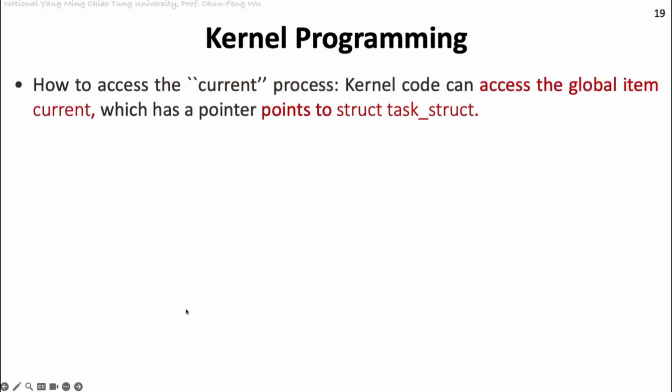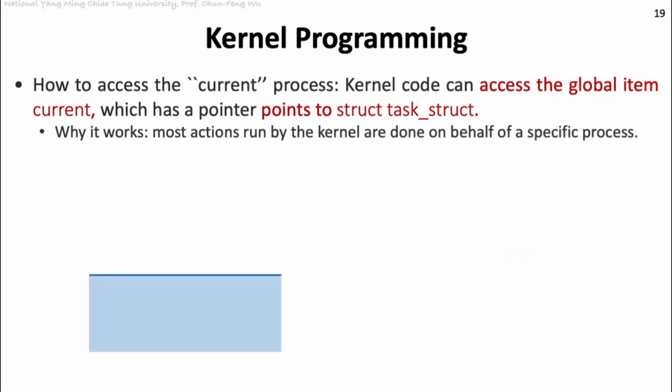Okay, so I just want to share with you something interesting when you're doing kernel programming. There's a question about how to access the state for the current process. If you still remember, if you are a process running in user mode, then it is called a normal process, right? But when this process needs the OS service, it dives into kernel mode.